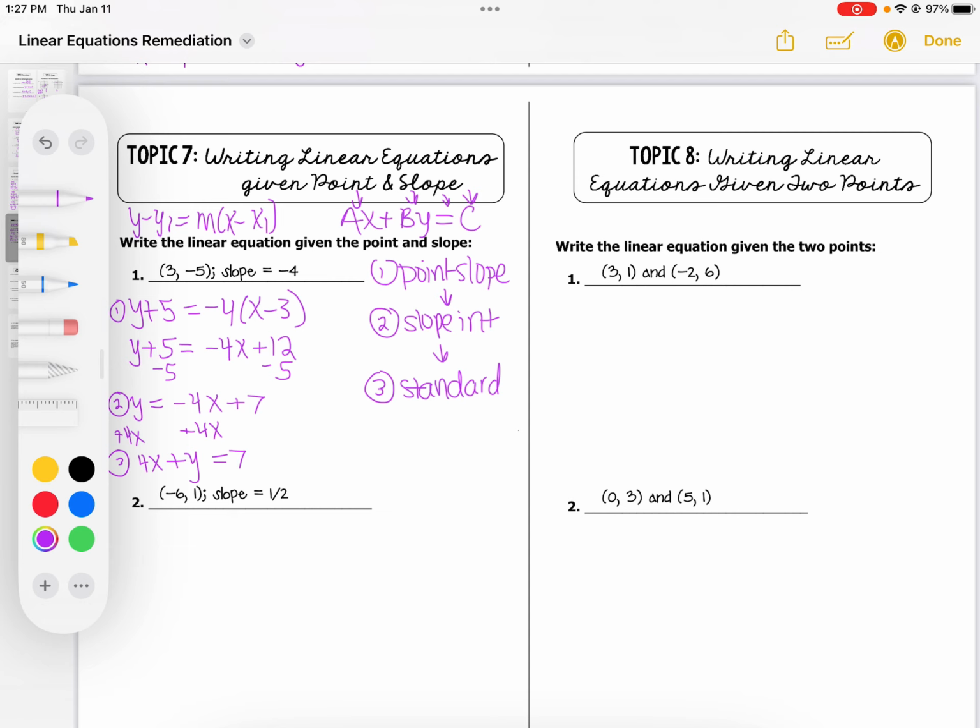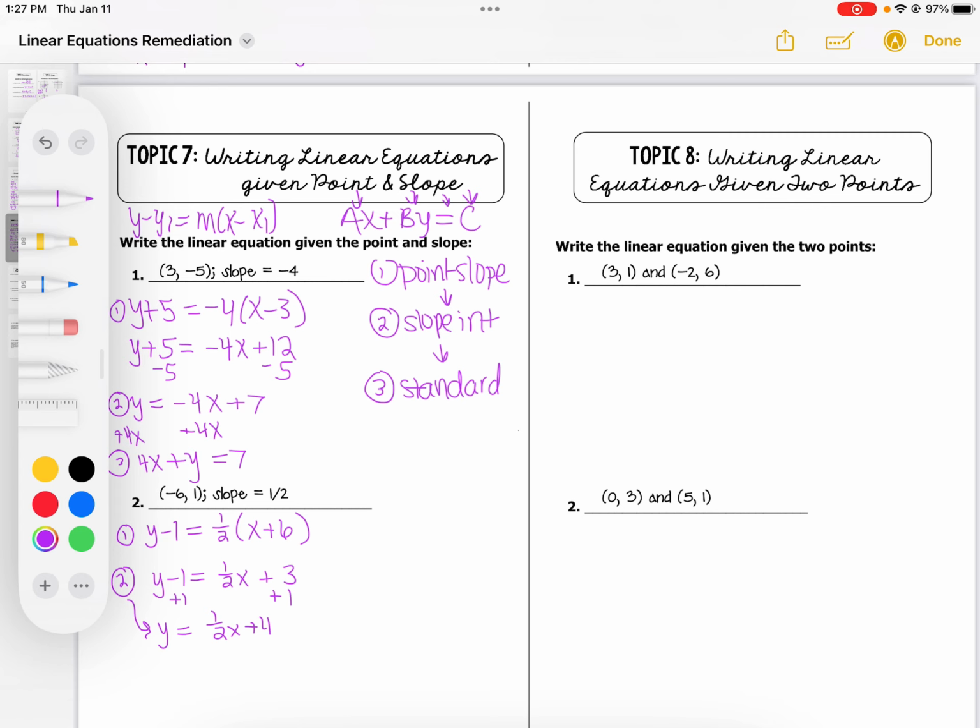Number 2, let's create this equation in point-slope form first. It would be y minus 1 equals the slope of 1/2 times x plus 6. Let's convert this to slope-intercept form. First, distribute. The y minus 1 stays where it's at, but we do 1/2 times x and 1/2 times 6. Then we move that 1 to the other side by adding it, and we would get y equals 1/2 x plus 4. That would be your equation in slope-intercept form.